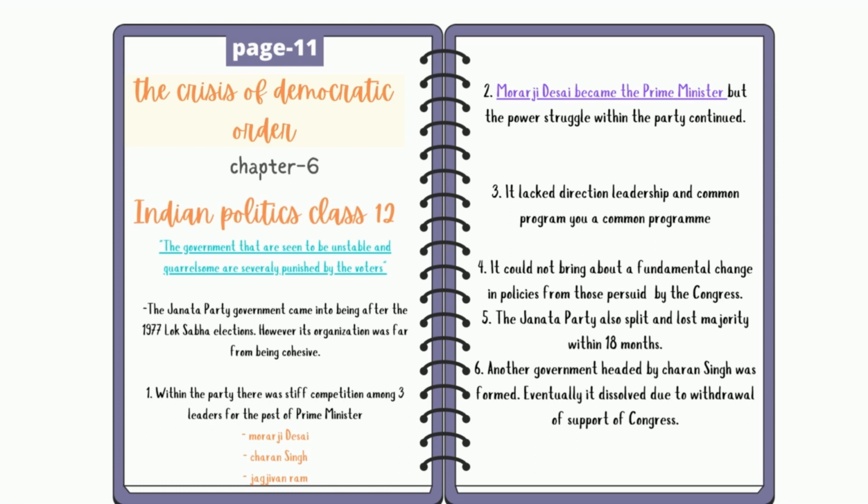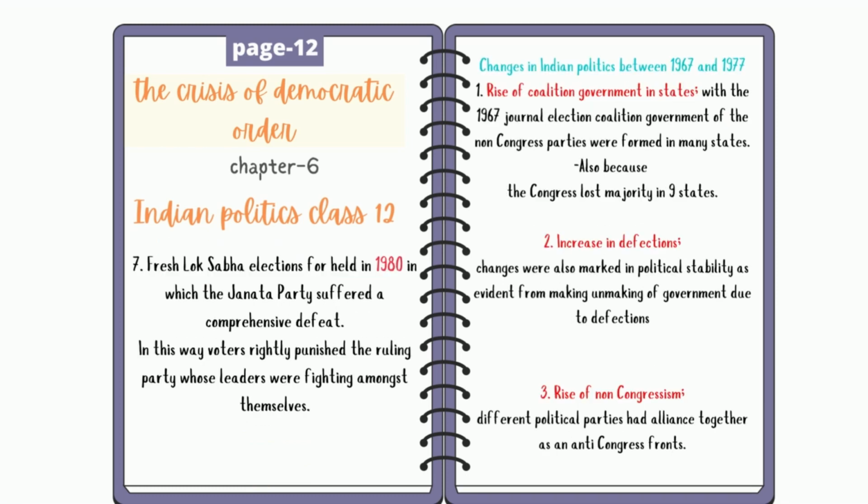Morarji Desai became the Prime Minister, but the power struggle within the party continued. It lacked direction, leadership, and common program. It could not bring about a fundamental change in policies from those pursued by the Congress. The Janata Party also split and lost majority within 18 months. Another government headed by Charan Singh was formed. Eventually, it dissolved due to withdrawal of support of Congress. Fresh Lok Sabha elections were held in 1980, in which the Janata Party suffered a comprehensive defeat. In this way, voters rightly punished the ruling party whose leaders were fighting amongst themselves.